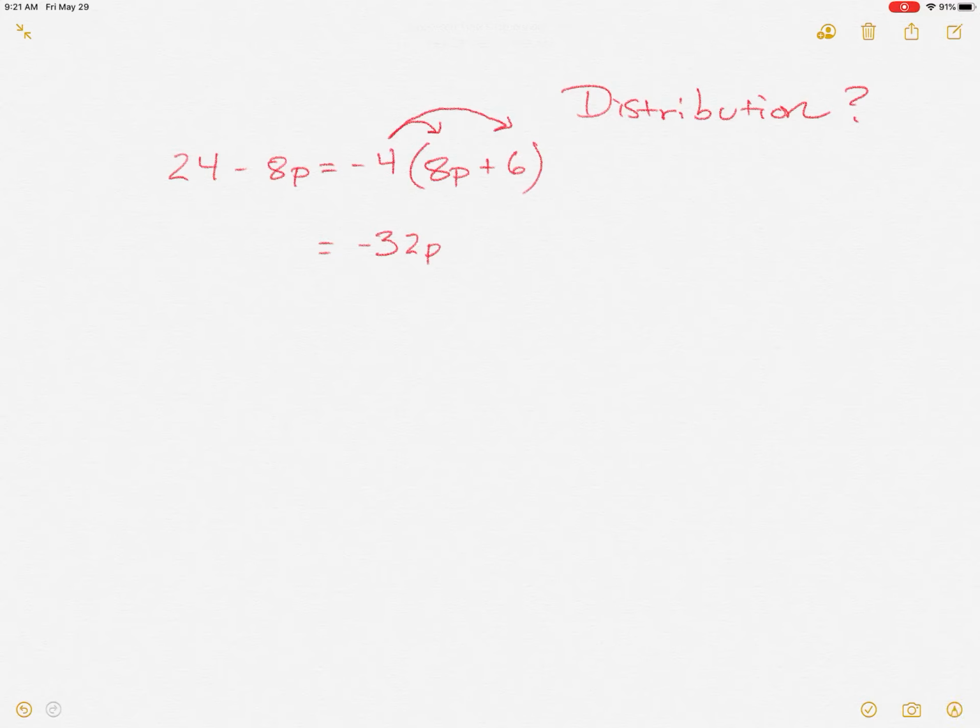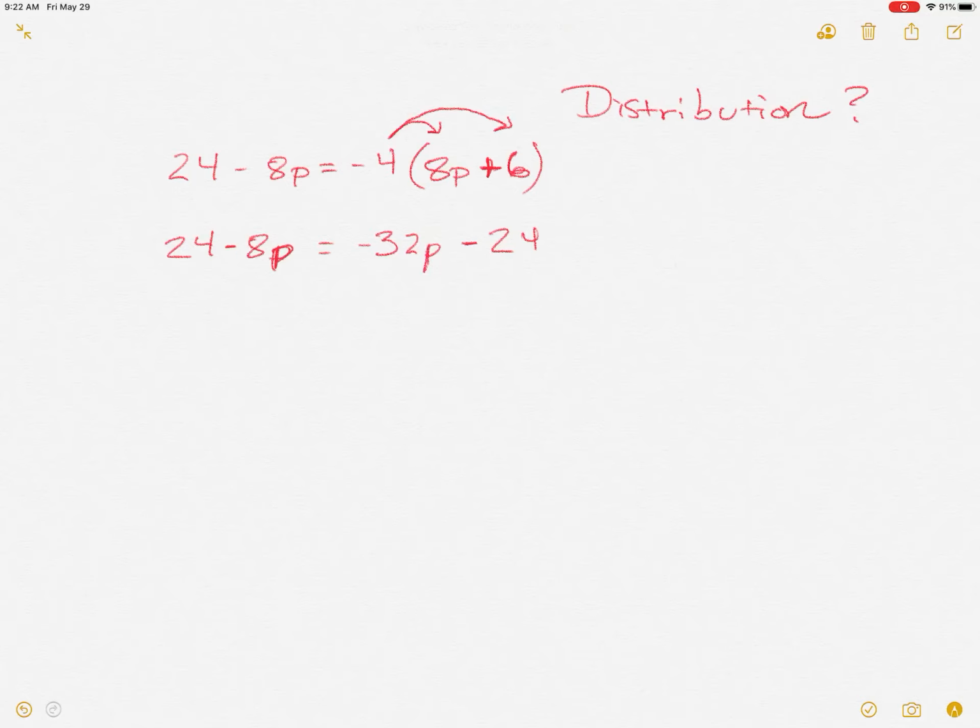And then the negative 4 times the positive 6, a negative times a positive gives us a negative. So we're going to have a negative 24. And then we're just going to bring down what is on the left side of the equation. And now we're ready to begin combining like terms so as to isolate the variable, which is p.